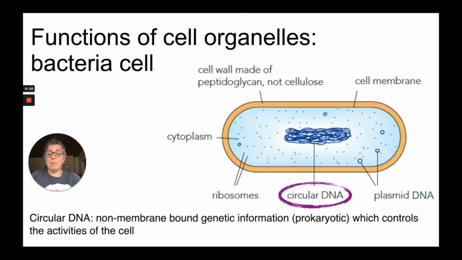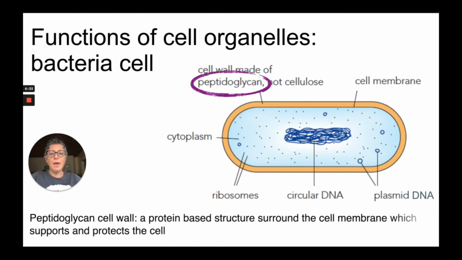We also want to talk about the circular DNA. The circular DNA is non-membrane bound genetic information, hence prokaryote, which we've talked about before, which controls the activities of the cell. And finally, the cell wall, which is made up of something called peptidoglycan. This is a protein-based structure, which is different than the plant cell, which is a carbohydrate-based structure. So a protein-based structure that surrounds the cell membrane, which is going to support and protect the cell.